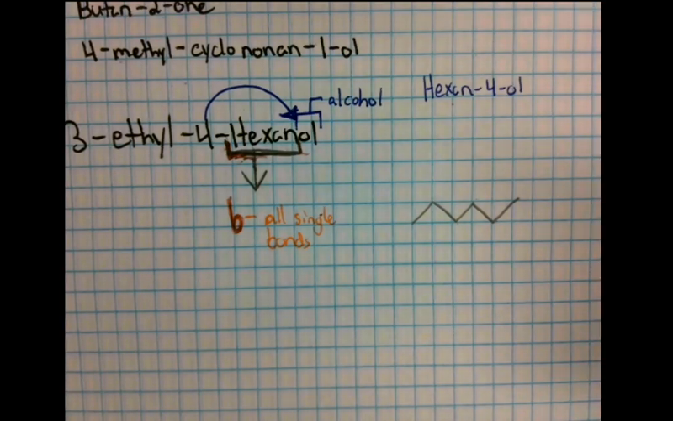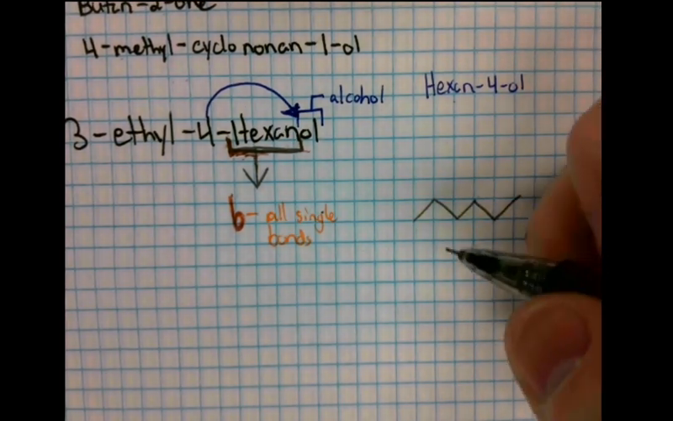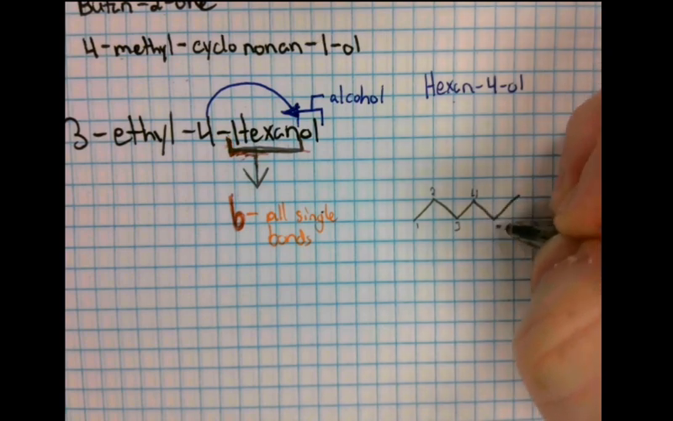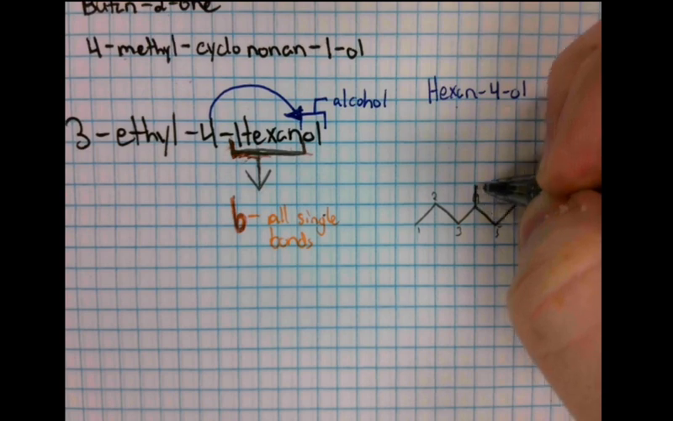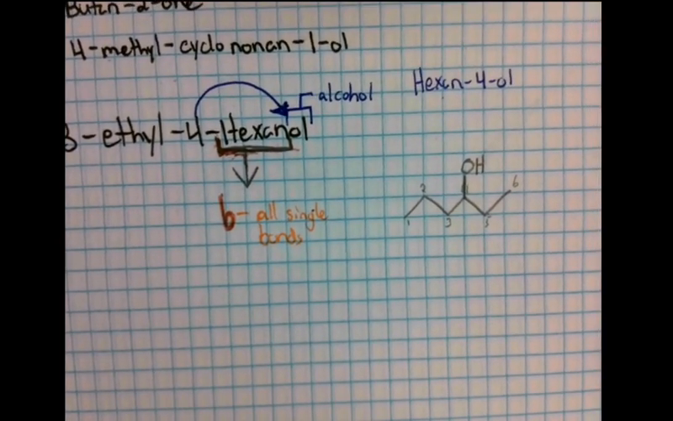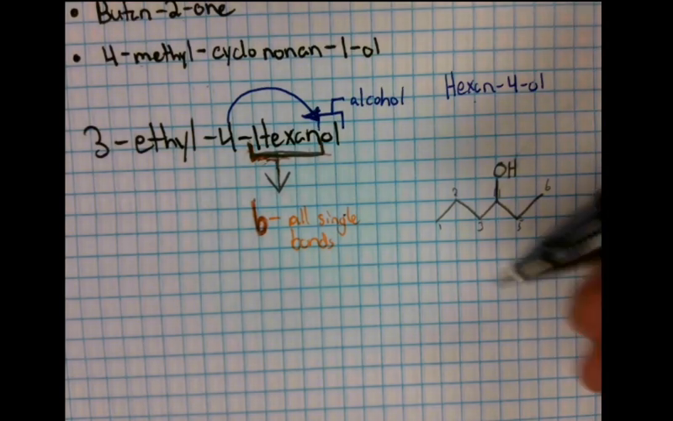Okay. So that means there is going to be an alcohol on position 4. So we're going to start numbering 1, 2, 3, 4, 5, 6. On position 4, I'm going to have an alcohol. I'm going to add my OH. And then finally, we've only got one other group to deal with.